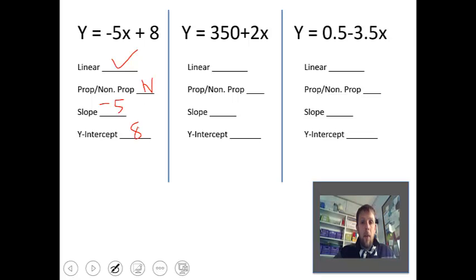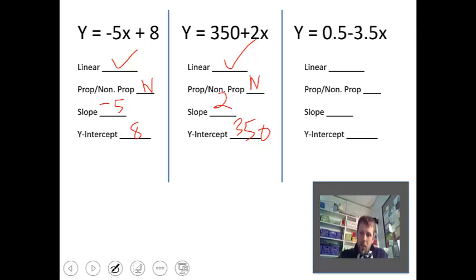The second one, is it linear or not? Well, of course it is linear. Is it proportional or non-proportional? Well, it's non-proportional because it has a y-intercept. The slope, many people think it's 350 because it's first, but the slope is always attached to the x, so the slope is +2. And the y-intercept is 350.